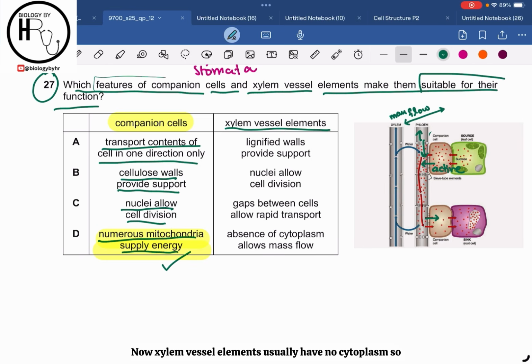Now xylem vessel elements usually have no cytoplasm, so that they can have an unrestricted or mass flow without any resistance, you can say, right? And it has the lignified cell walls as well. Now the lignified cell walls provide the support.